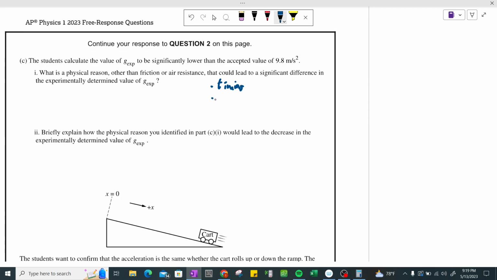The distance measurements, I would think that'd be easier, and ideally, if I was making this experiment, I would probably use video analysis or Logger Pro or some sort. Other factors we'd have, so they took out friction and air resistance. I'm not really sure what they're looking for in this because I can really not think of too many other good physical reasons here.